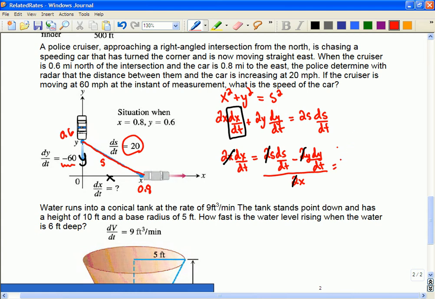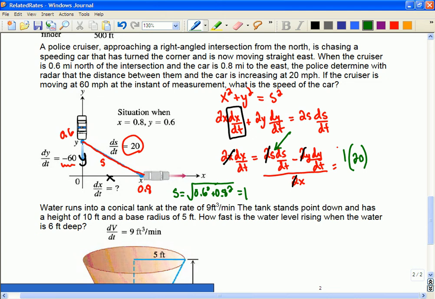So it says that, let's see here. I'm going to need to use these lengths and Pythagoras to find the length of s, because right here it says I need to know how long that is, the value of s. So s is the square root of 0.6 squared plus 0.8 squared, which, yes, conveniently is 1. And that means I can make my substitutions now. 1 times 20.